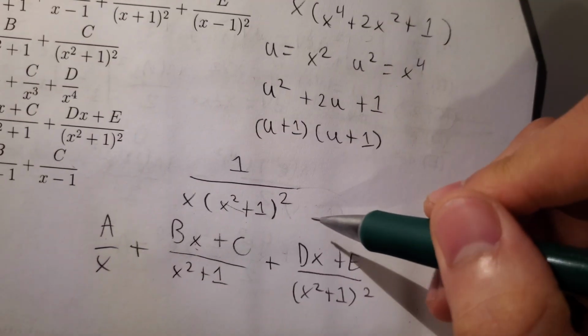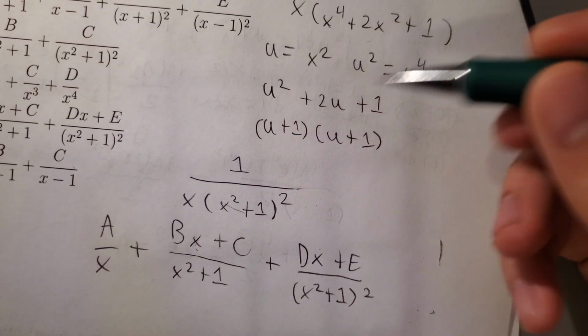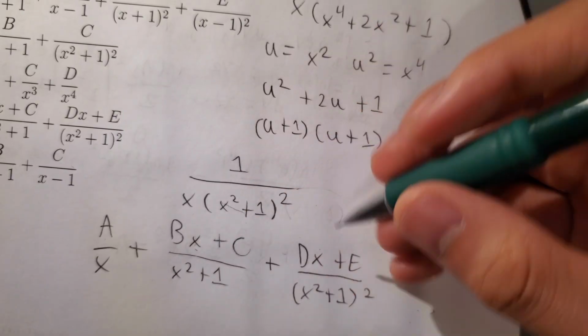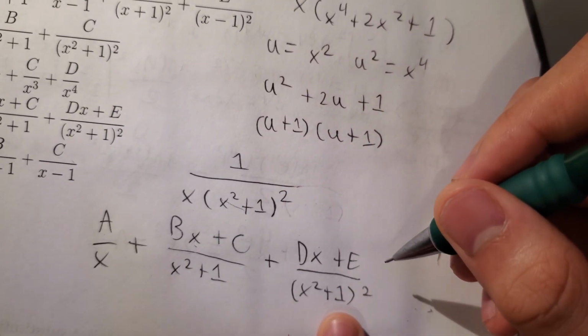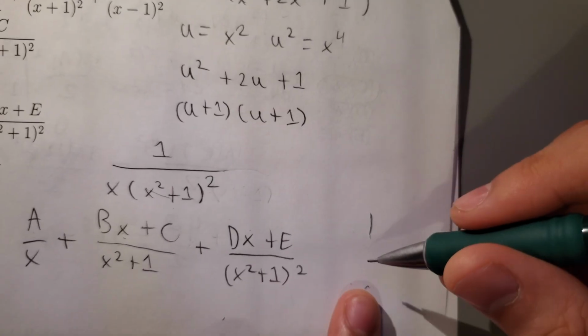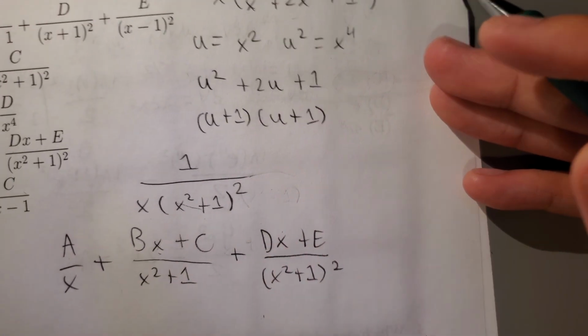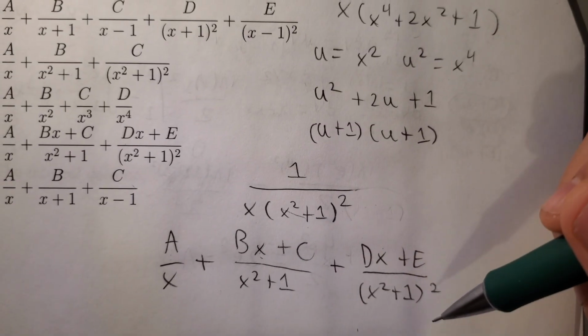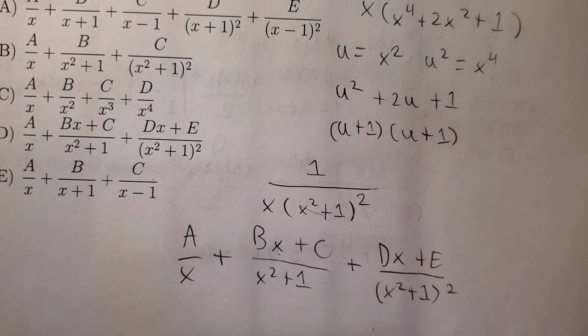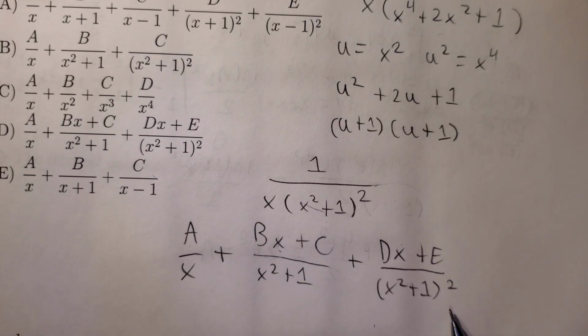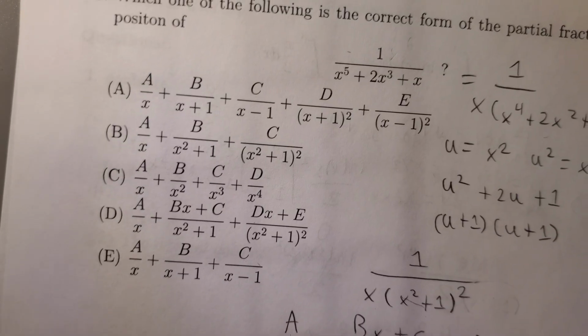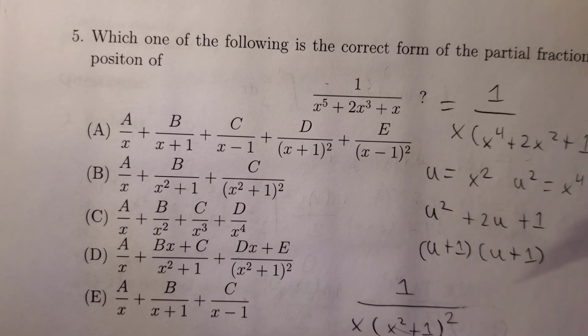And so if this was a cubed, then we'd have to do this 3 times. So bx plus c over x squared plus 1, and then again, but with the x squared plus 1 term squared, and then again with the x squared plus 1 term cubed. But since this is only a squared, we only have to do it twice. And so at this point, this is the complete partial fraction decomposition. And so we can pick an answer from here. For that, the answer to this question would be D.